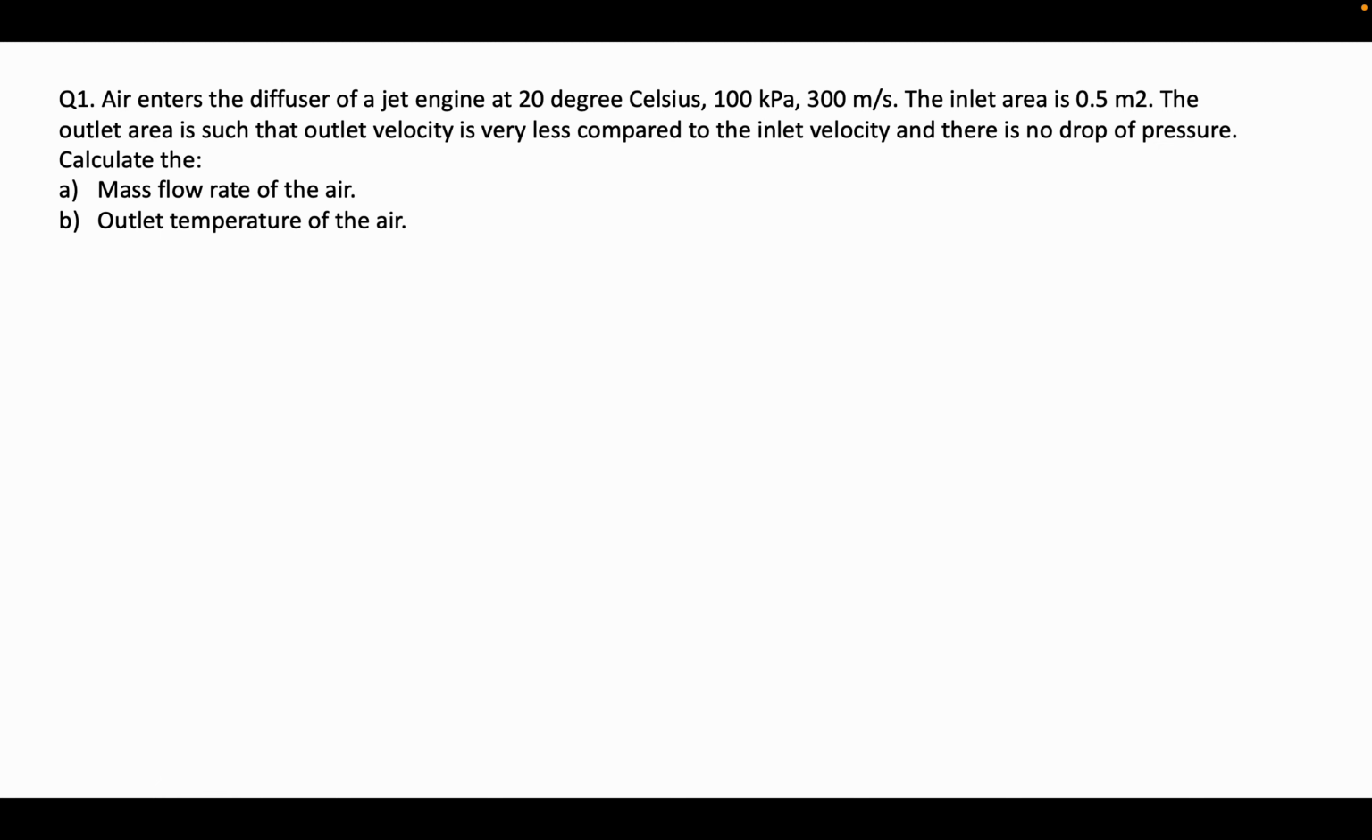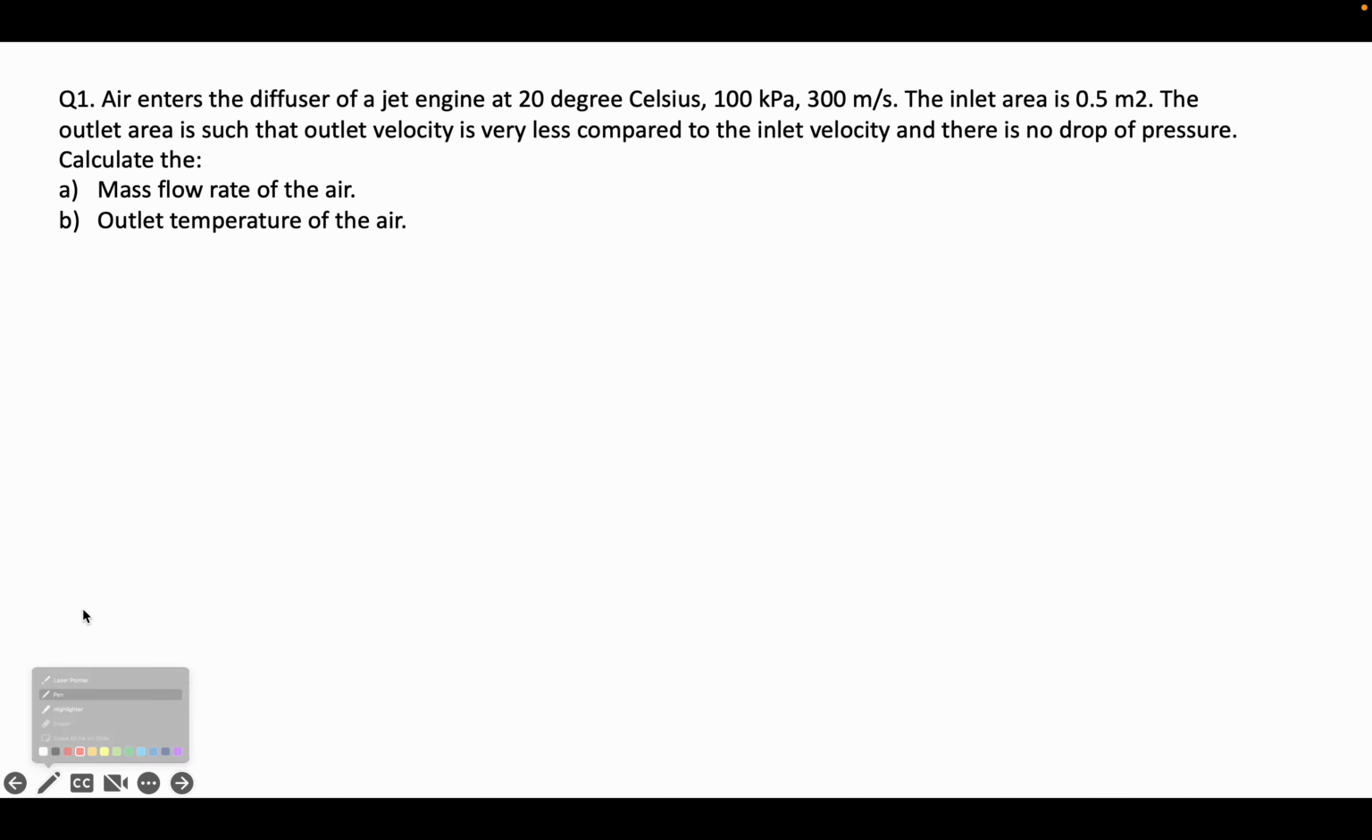So let us proceed. Okay, so the first question is: air enters a diffuser of a jet engine at 20 degrees Celsius, 100 kilopascal, 300 meter per second. The inlet area is 0.5 meter square. The outlet area is such that outlet velocity is very less as compared to the inlet velocity, and there is no drop of the pressure. Calculate the mass flow rate of the air and the outlet temperature of the air.